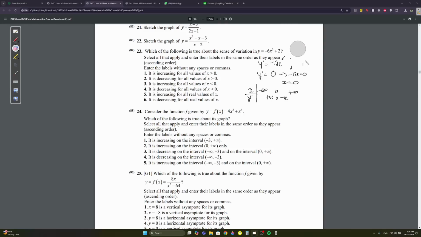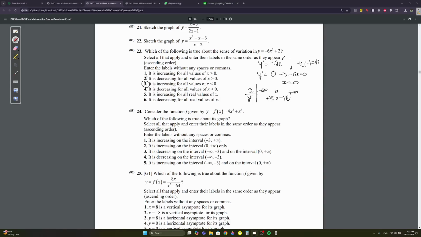You can also do it the old-fashioned way that we always used to do, and you can't go wrong with this one. Substitute a point before 0. A point before 0, -1. -12 times -1, you get positive 12. That means here it's positive. And you always alternate. Well, why did I put 12? I meant to write positive. And you always alternate. So if it was positive here it would be negative. So when is it increasing? It's increasing for all values of x before 0. And when is it decreasing? For all values of x after 0.